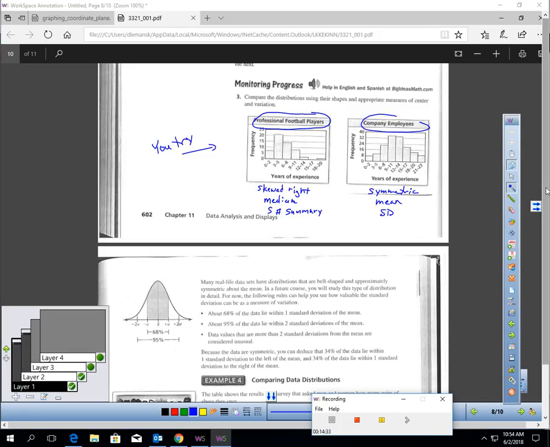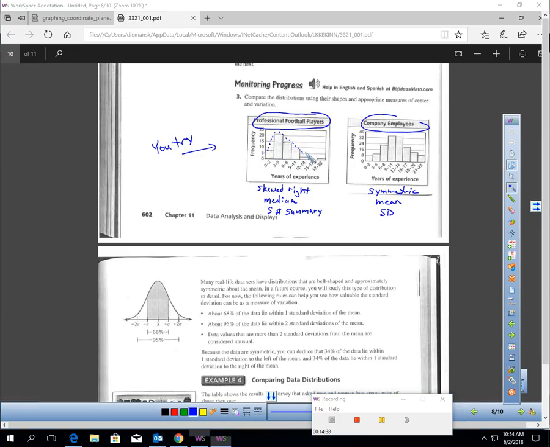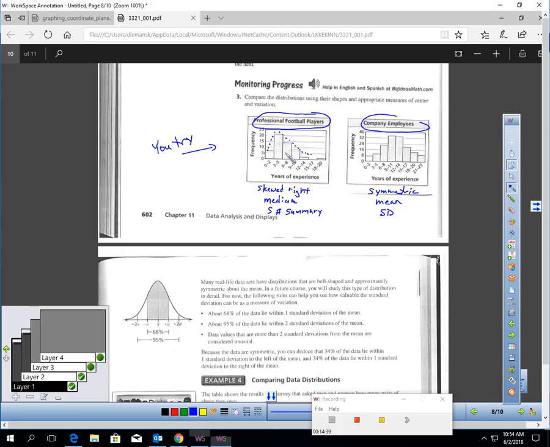And I'm back, and first of all, it looks to me like the football players are definitely skewed right, which means the median and the 5-number summary would be the best ways to measure center and variation of the data. However, the company employees, as you can see, have a symmetric look to their histogram. So the mean and the standard deviation would be a better way of measuring these. So I kind of tried to draw those in.